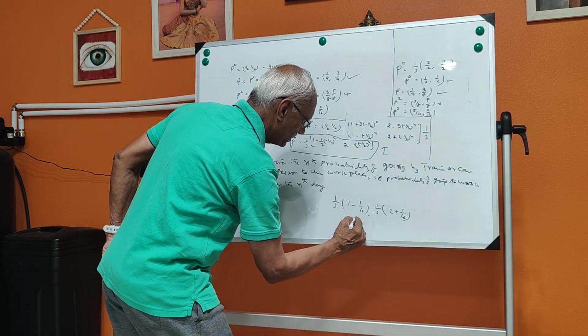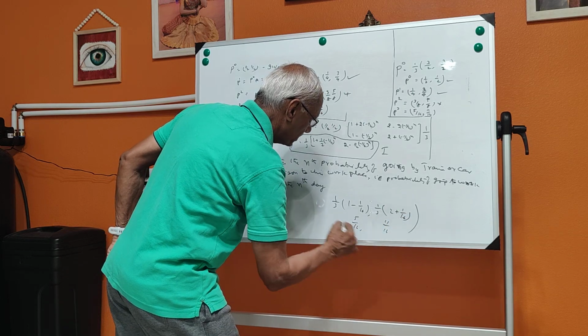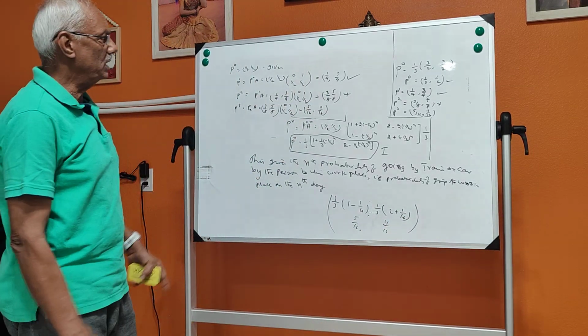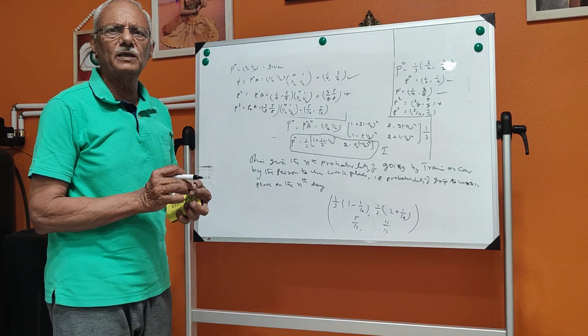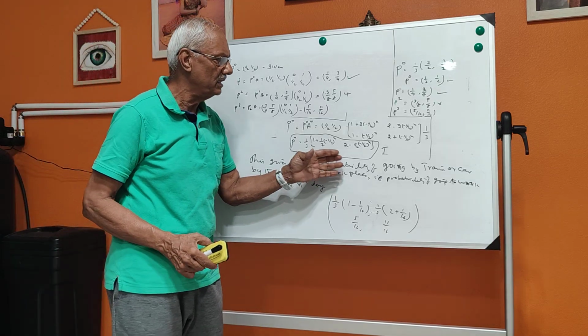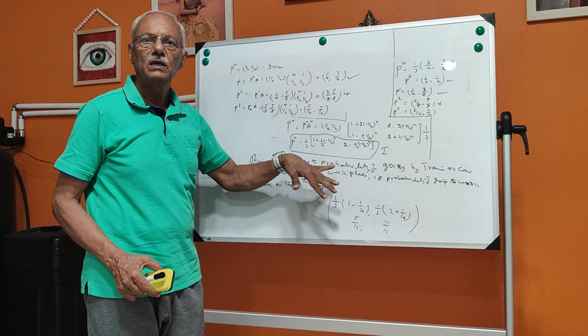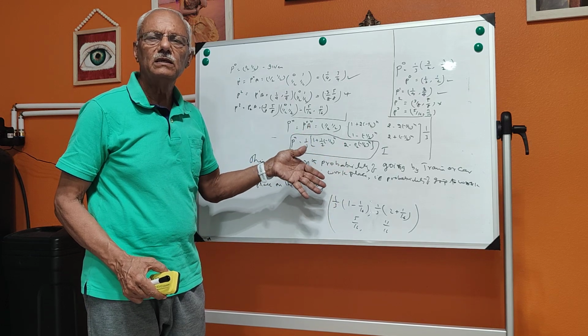So you are able to get, that means what? We can generate all the probabilities for any day. That means the first day, second day, like that you can get. So this is the way we get the nth probability in this problem.